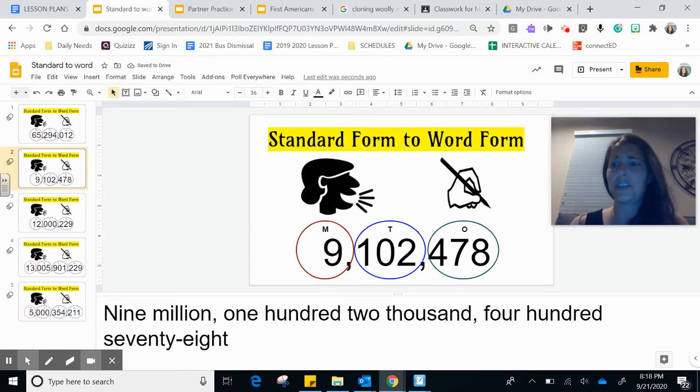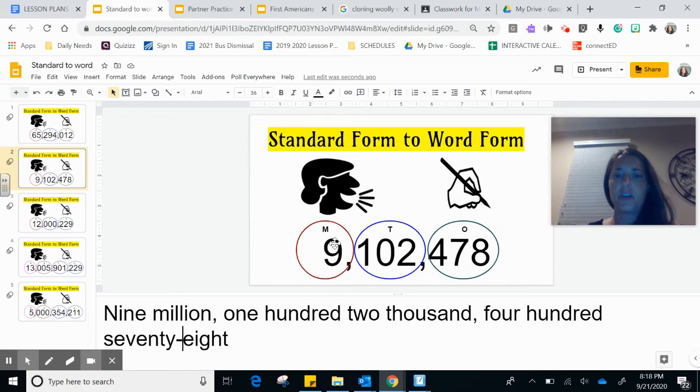Now, I do not need a comma because a comma means there's more, but we're done. So when I read it, it needs to be a perfect match.